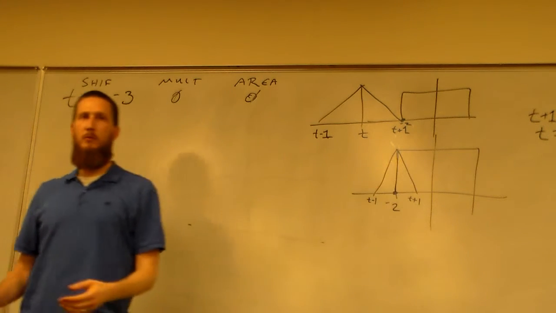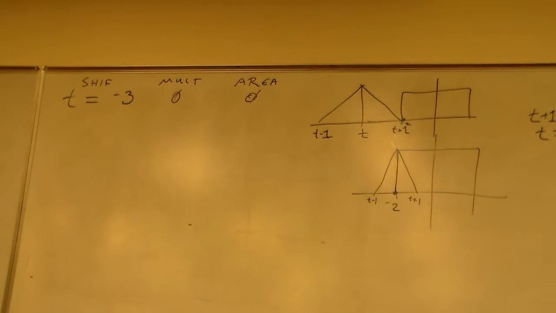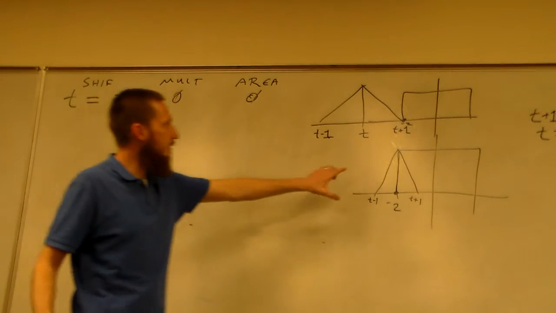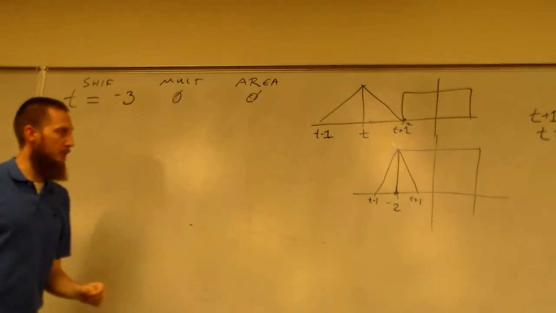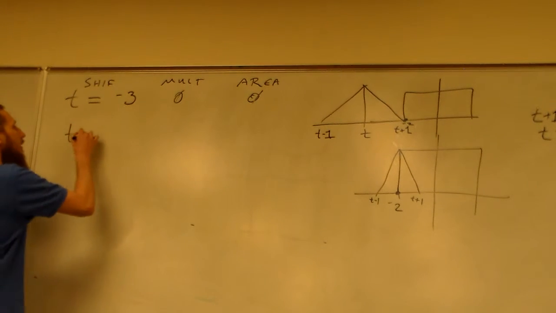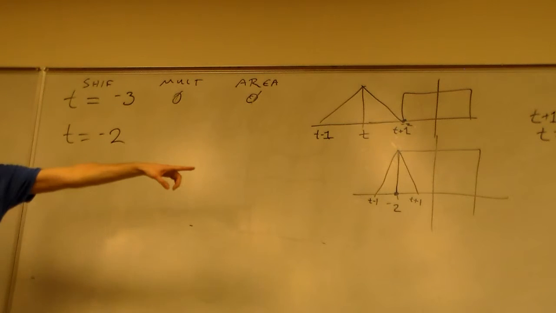Go to t equal to negative 2.5 and draw another picture. Draw a lot of pictures. That's the easiest way to do this. So what do we get at t equal to minus 2? What does the multiplication look like of this guy?